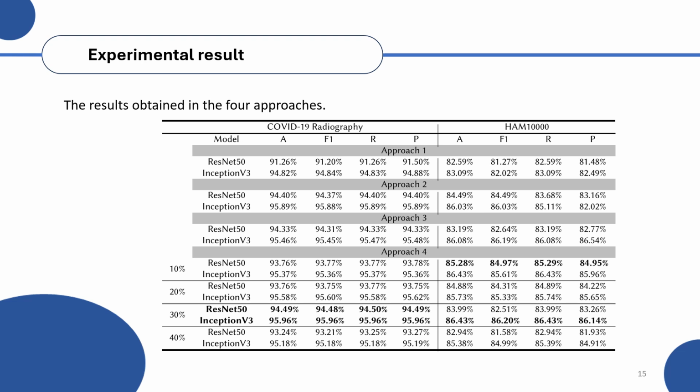For the COVID-19 radiography dataset, approach 4, which includes a 30% increase in generated data, proved to be the most effective. It achieved an accuracy of 95.96% for the Inception V3 model and 94.49% for the ResNet 50, outperforming all other tested approaches. In the HAM 10,000 dataset, approach 4 also delivered the best results, especially for Inception V3, which reached an accuracy of 86.43%.